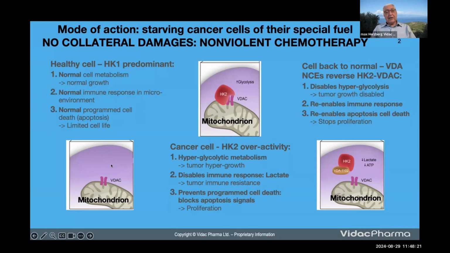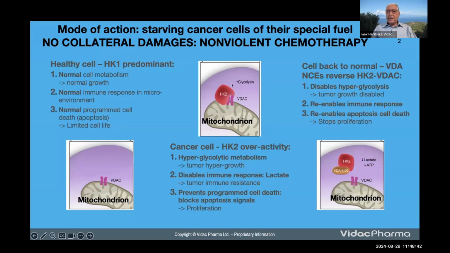In a normal cell, the mitochondria, this small organelle inside the cell, has a pore. From this pore, the energy is going out, but not only the energy, also the signal for programmed cell death, because a cell should not reproduce more than a few times.